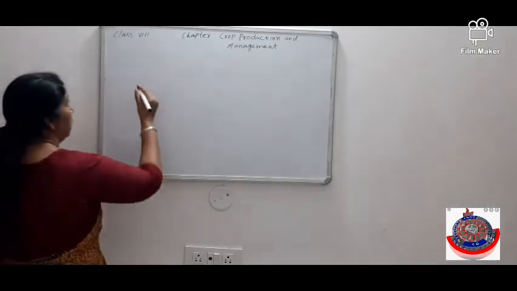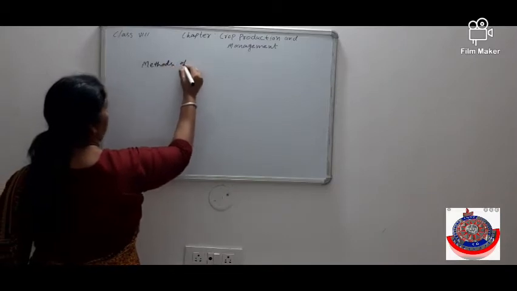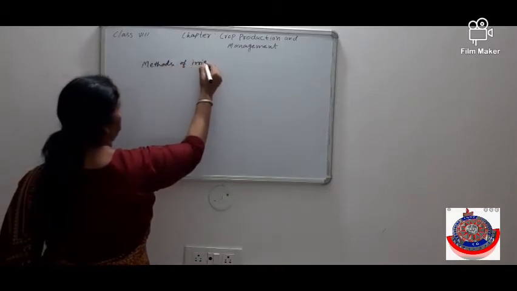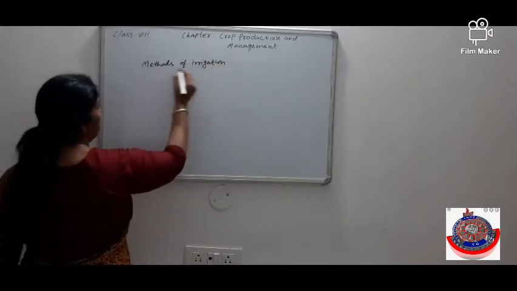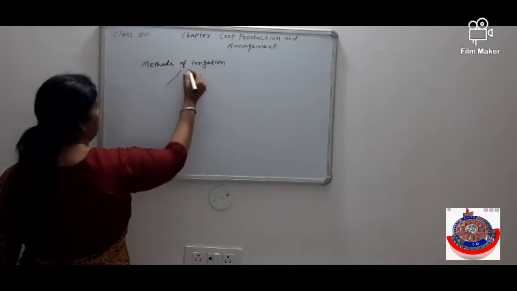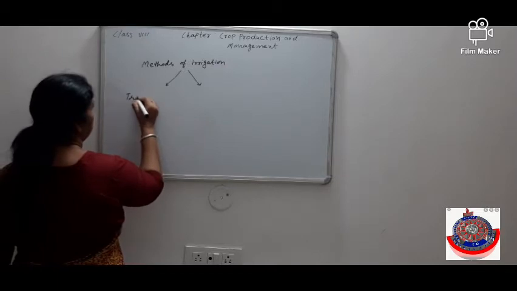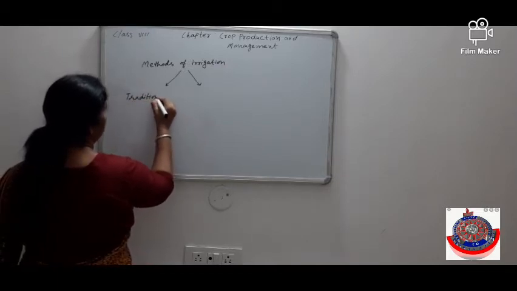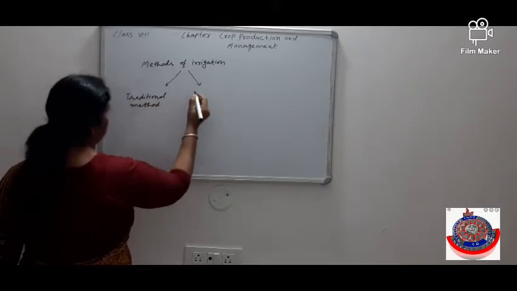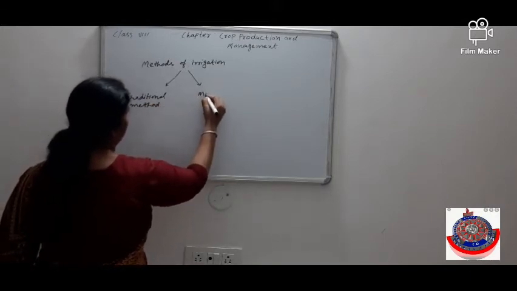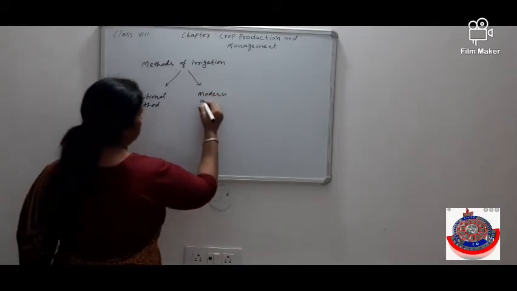Now students, methods of irrigation. Methods of irrigation we can categorize into two. One is traditional methods, which were used earlier, and now modern irrigation methods.